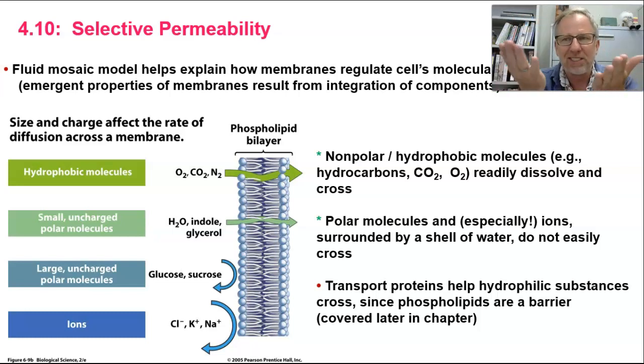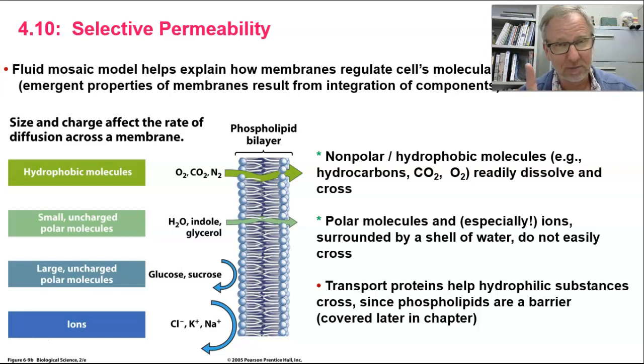Now, if we bump up the size of those polar molecules, make them bigger, like sugars, those are bigger than waters, they're going to have a more difficult time. In fact, they really can't get through. It'd be very rare that a sugar could get through. And then finally, ions cannot get through at all.